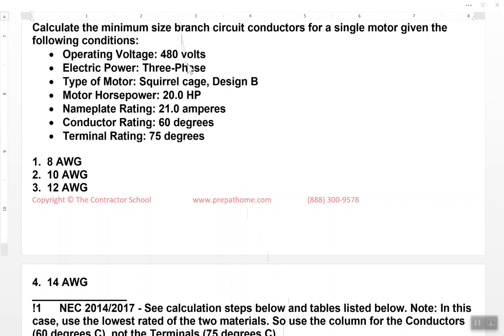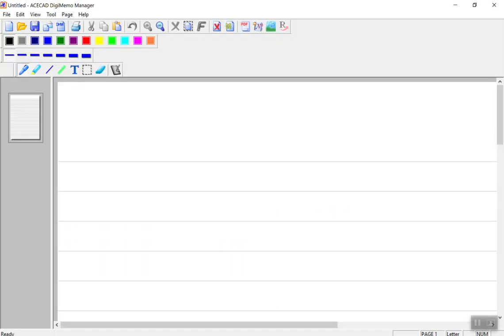Okay, so calculate the minimum size branch circuit conductors for a single motor given the following conditions: 480 volt, 3-phase. Let's write all this detail in our notes so that we can get moving on this thing here. It's a motor question, right? It's 480 volts. That's obviously 3-phase, let's just write that in there anyway. And we know it's a squirrel cage, so let's put design B there. Squirrel cage, and then it's a 20 horsepower. The nameplate is 21.0 amps.